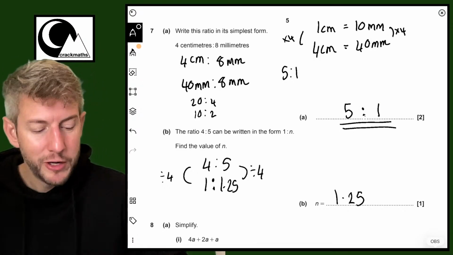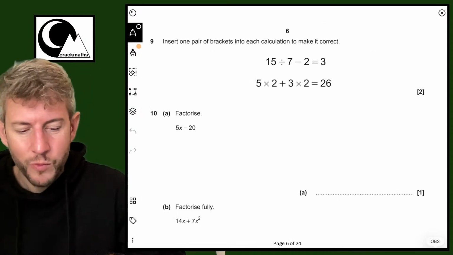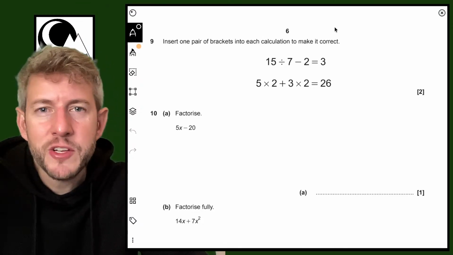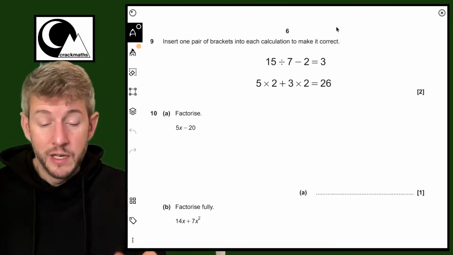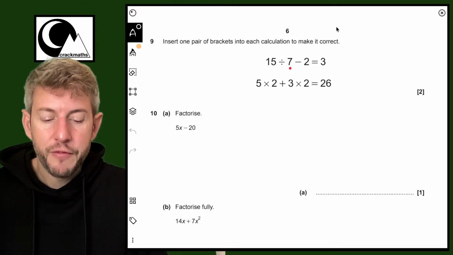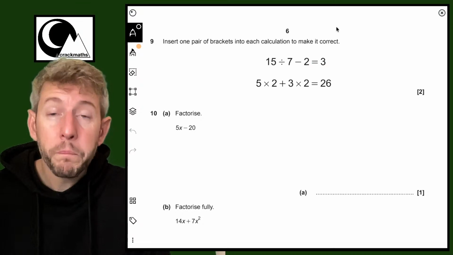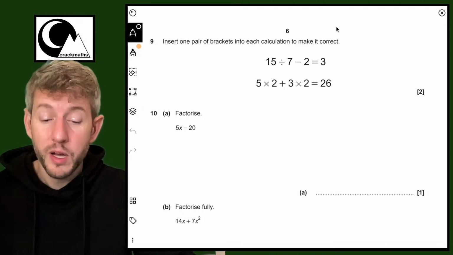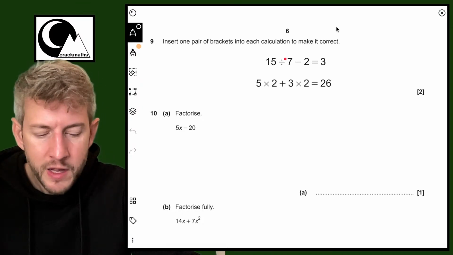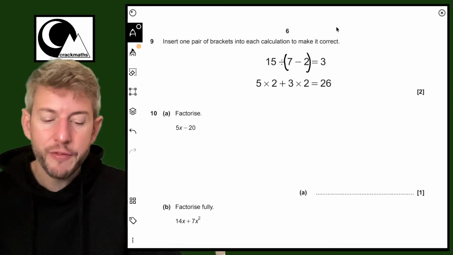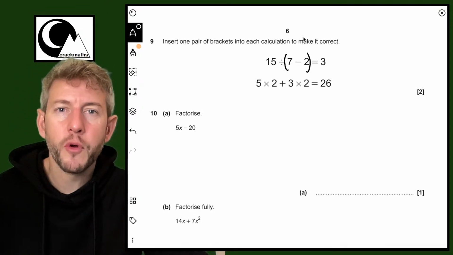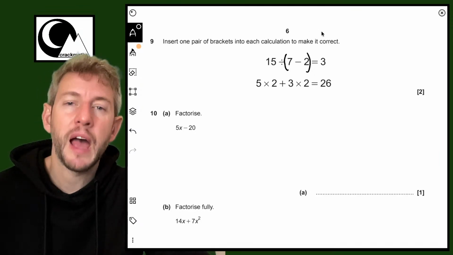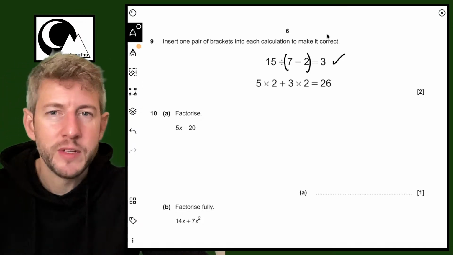Right, let's have a look at the next paper and then we'll move on. Insert 1 pair of brackets into each calculation to make it correct. So 15 divided by 7 minus 2 equals 3. Well, I know that 15 divided by 7 can't be done nicely. It just doesn't work because it wouldn't give an answer like 3. So I'm going to test the brackets around the 7 minus 2. 7 minus 2 is 5. So then we'd do 15 divided by 5, and that does give us 3. So that one's absolutely fine.